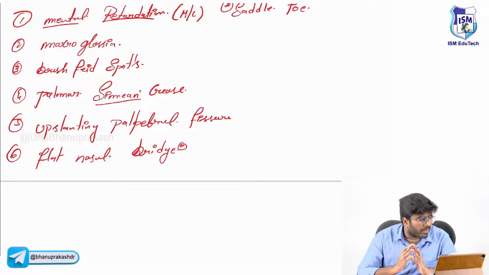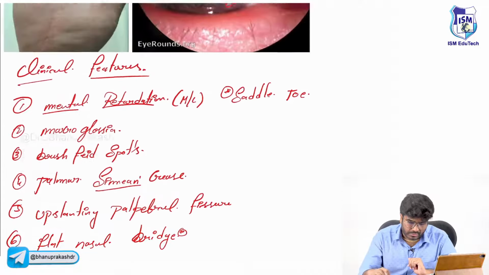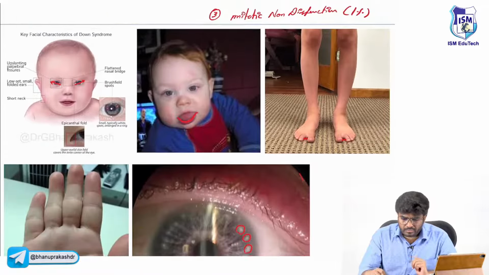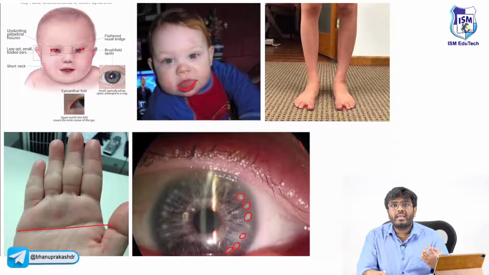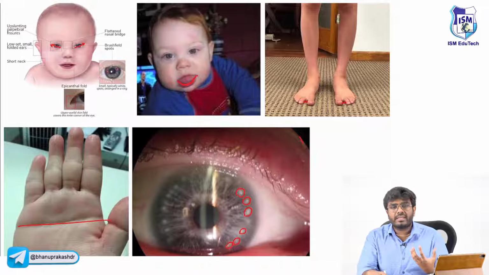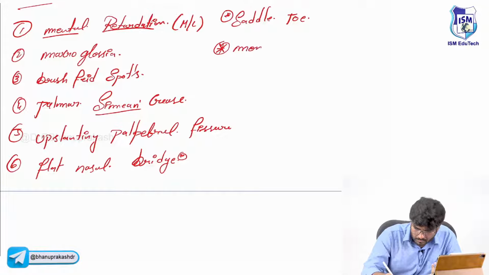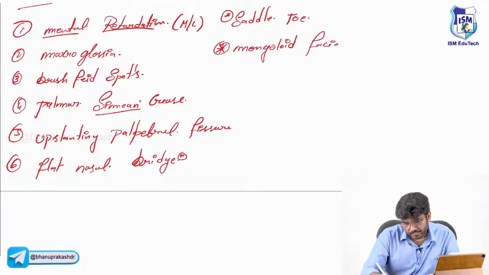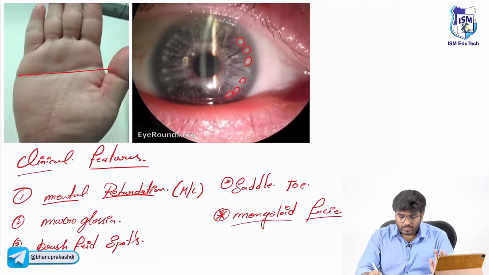So macroglossia, brushfield spots, palmar simian crease, oblique palpebral fissures, flat nasal bridge, and saddle toes. And we can put many more points, like their faces are going to be mongoloid faces, ape-like. All these are the important points which I want you to know regarding Down syndrome.